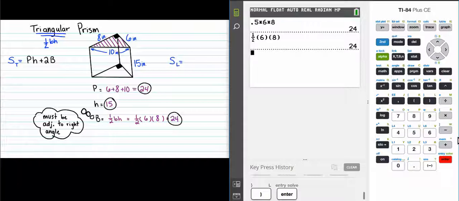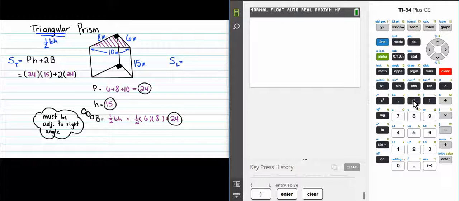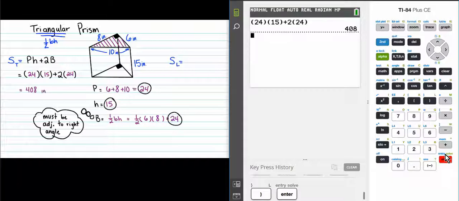You have to know what these pieces mean so that you can use it. So sub in place of P for my perimeter, I'll use 24. In place of H, I'll use 15. And then in place of B, I'll use, again, 24. So to get your final answer, type it in the way you set it up. So 24 times 15 plus 2 times 24. So what's my total surface area? 408 units squared. There you have it.